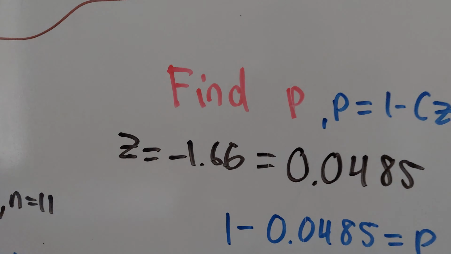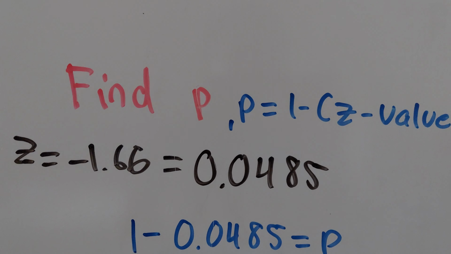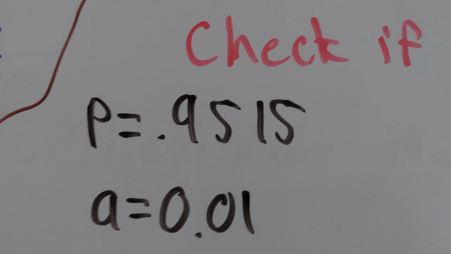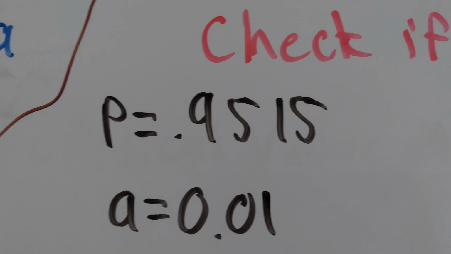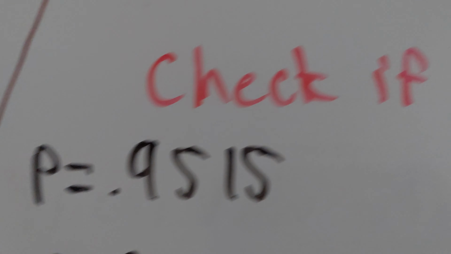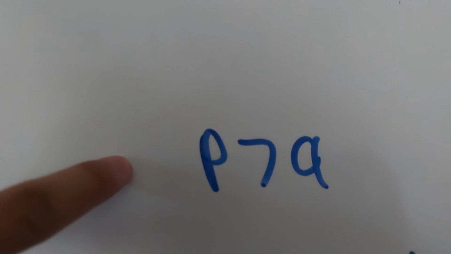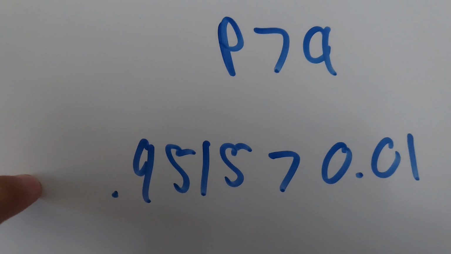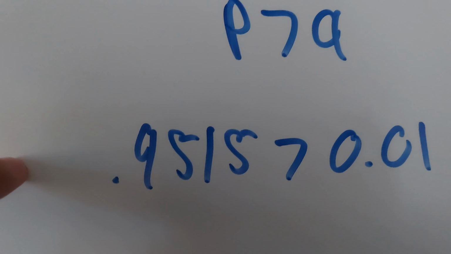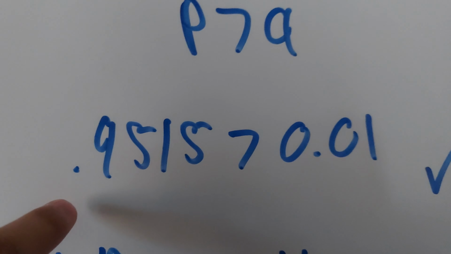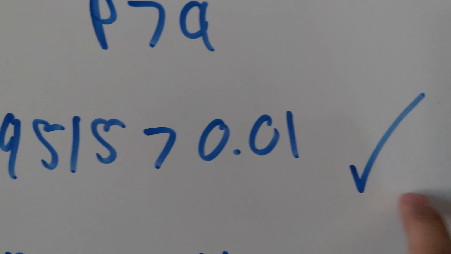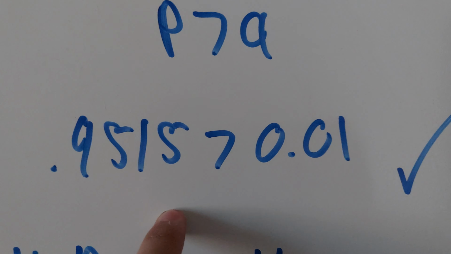With that done, we're going to check if P is greater than alpha. We know that our P is 0.9515, and our alpha is 0.01. So we put these in their respective places, and it looks like this: 0.9515 is greater than 0.01. Now I want to check if this is valid, which it is, since obviously there's a 9 where there's a 0. So that means, as represented by the check mark, this whole thing is correct.